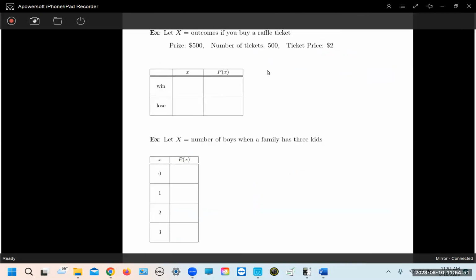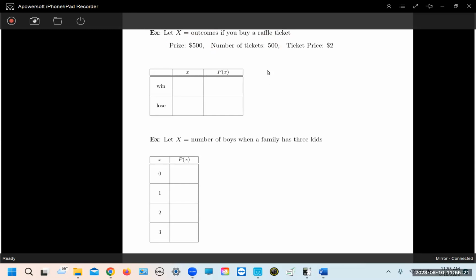So let's do this one, for example. Let's assess the outcome of buying a raffle ticket. The prize is $500. The number of tickets is 500 and the ticket price is $2. When you buy a raffle ticket, of course, there is only one winning ticket.